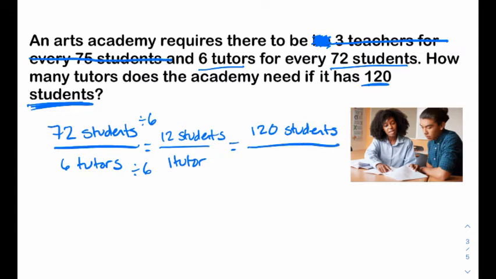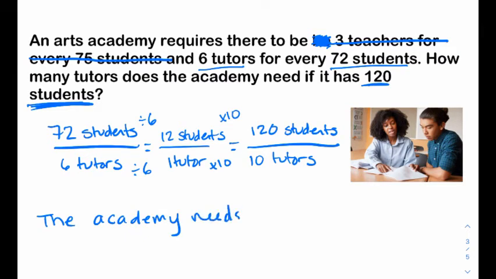So to get from 12 students to 120, we need to multiply by 10. So let's do the same thing to the bottom. 1 tutor times 10 will be 10 tutors. So we can say the academy needs 10 tutors if it has 120 students.